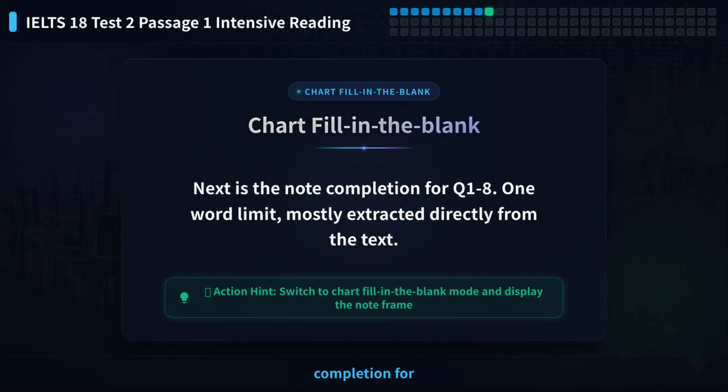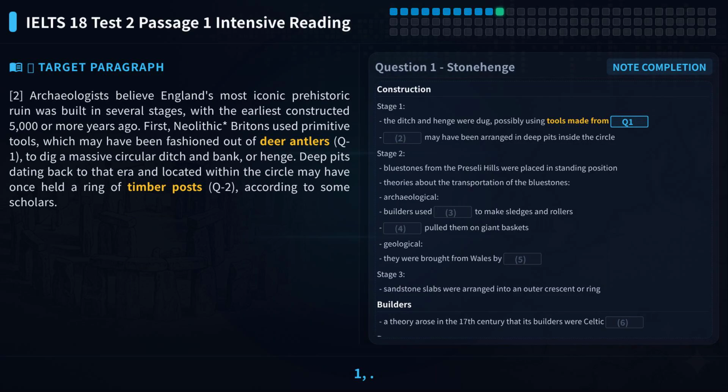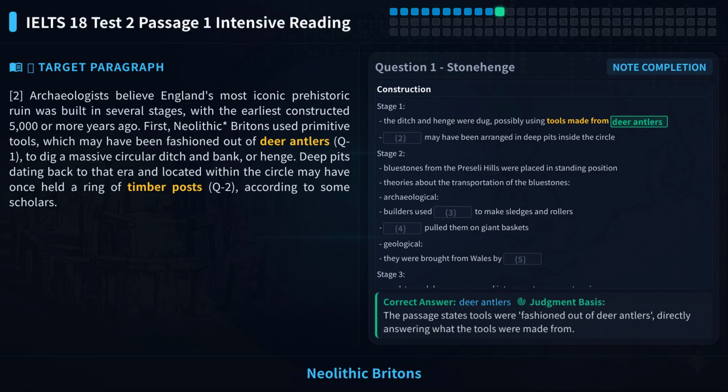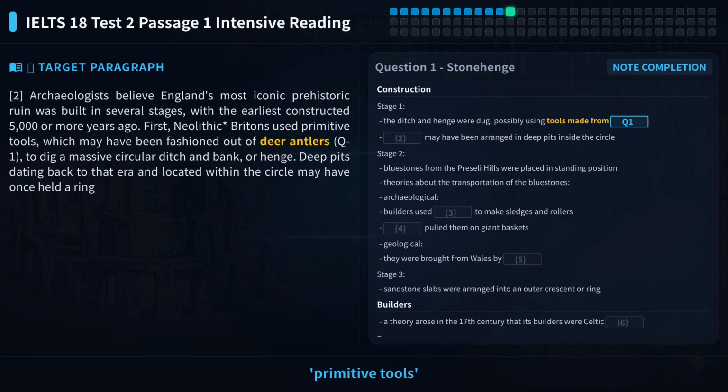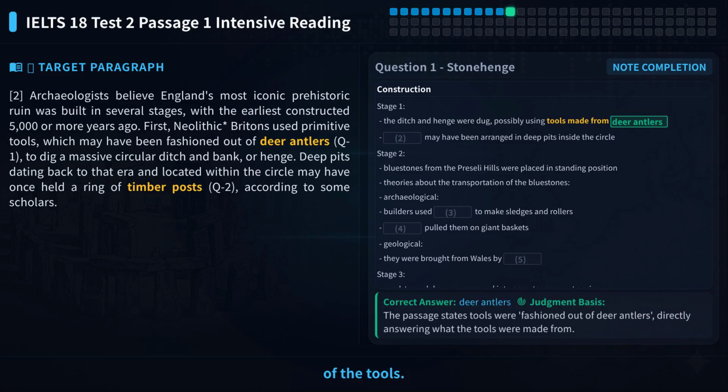Next is the note completion for Q1-8. One-word limit, mostly extracted directly from the text. Let's look at question 1. It asks what tools Neolithic Britons used to dig a massive circular ditch. Clue words are primitive tools and fashioned out of, which tell us to look for the material of the tools.